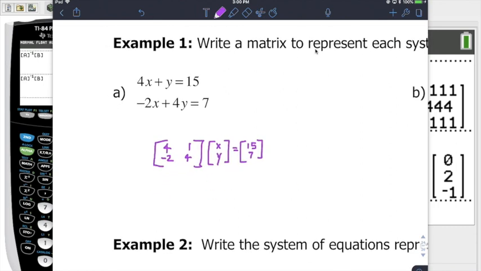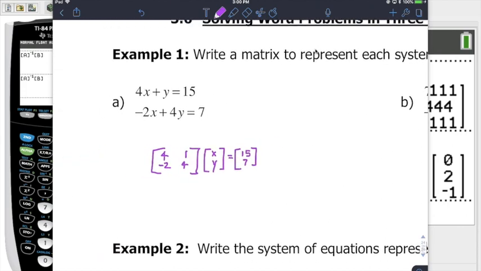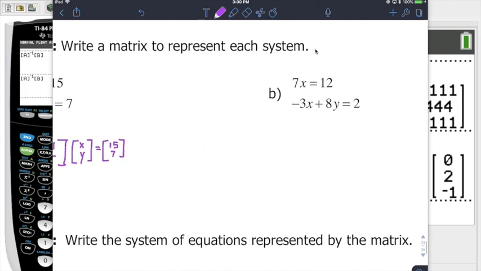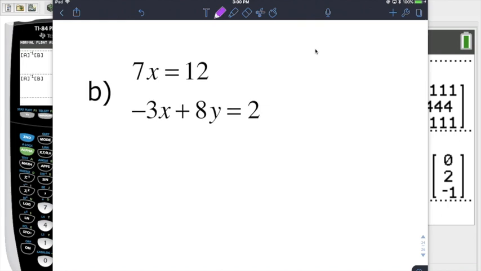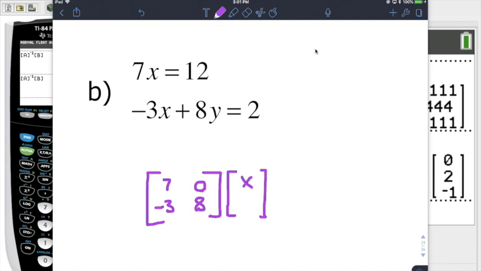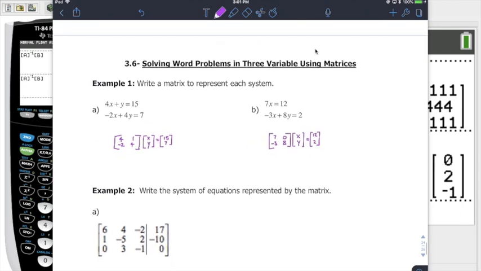So that is setting that up, and we're just going to do the setup for these, and then we'll actually solve the word problems in a moment. Remember, if you're missing a piece, you need to put 0 in for it. So this first equation, we don't actually have a y, so we're going to do 7 and then 0 for y. And then this next one's negative 3 and then 8. Your variable matrix will be x and y, and then equals your constant matrix, which is the 12 and the 2. So nice and easy there.